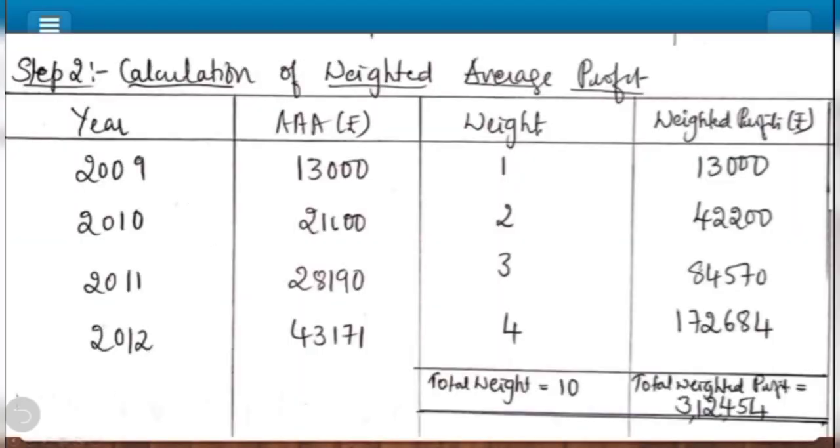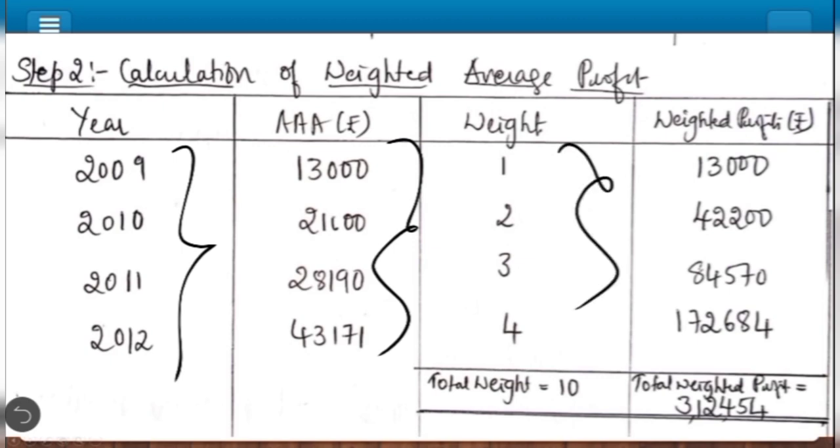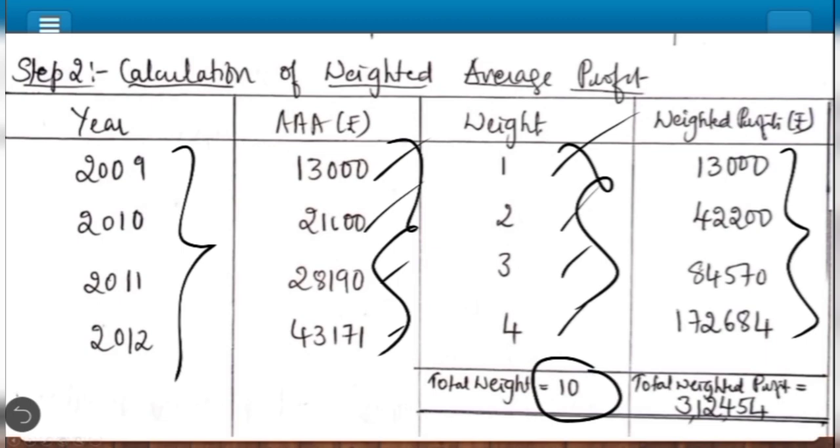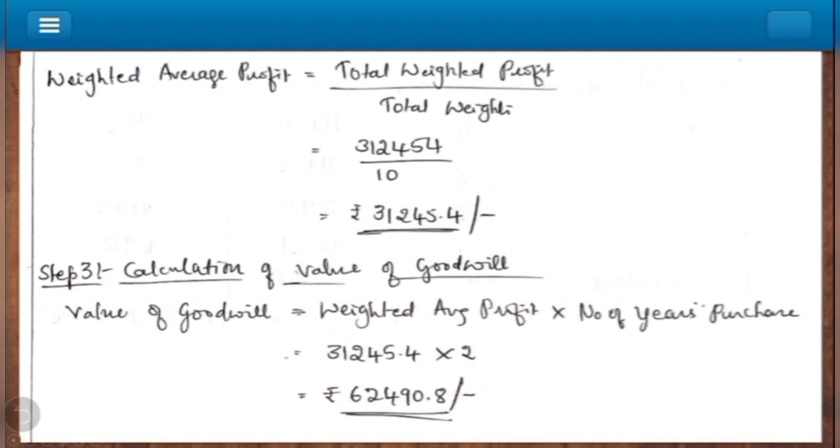Okay. Then the second step is for the calculation of weighted average profit. So you are going to write the various years given in the question, then the adjusted annual profit as we calculated in the first step, and also you are going to write the weights. Then you are going to multiply the adjusted annual profit with the appropriate weights given. So you will get the weighted profits, and then you will calculate the total weights assigned and the total weighted profit. In the next line you are going to write weighted average profit. The formula is total weighted profit divided by total weight, 3,12,454 divided by 10, which comes to 31,245.4.